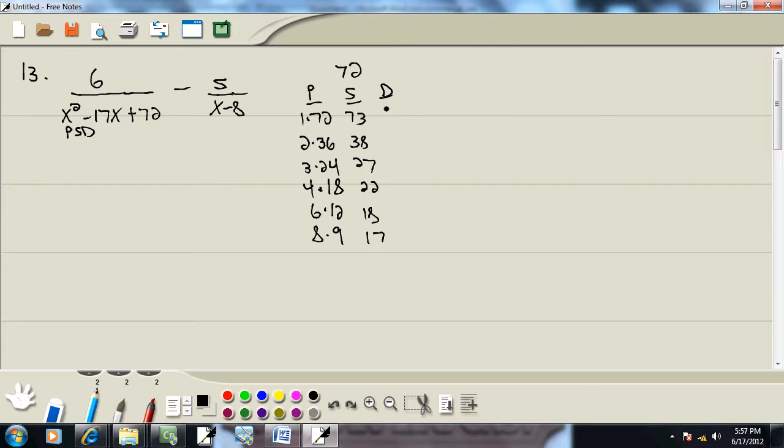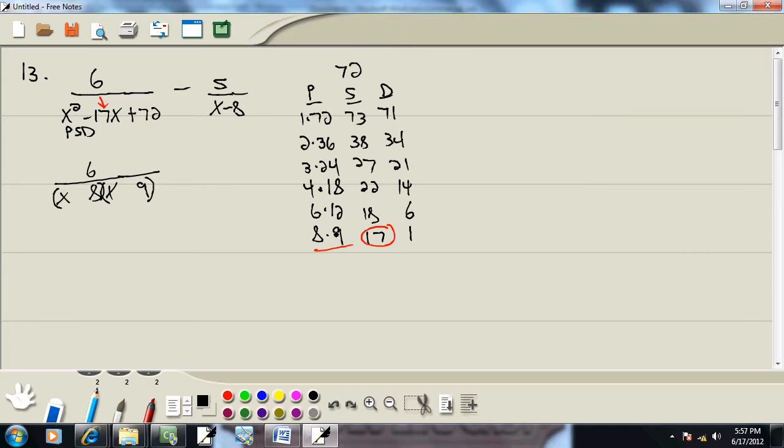Subtract smaller from larger. 72 minus 1 is 71. 36 minus 2 is 34. 24 minus 3 is 21. 18 minus 4 is 14. 12 minus 6 is 6. 9 minus 8 is 1. The number we're looking for is the number in our middle term, which is 17, which is right here. So we use 8 and 9. So put 8 there and 9 there.